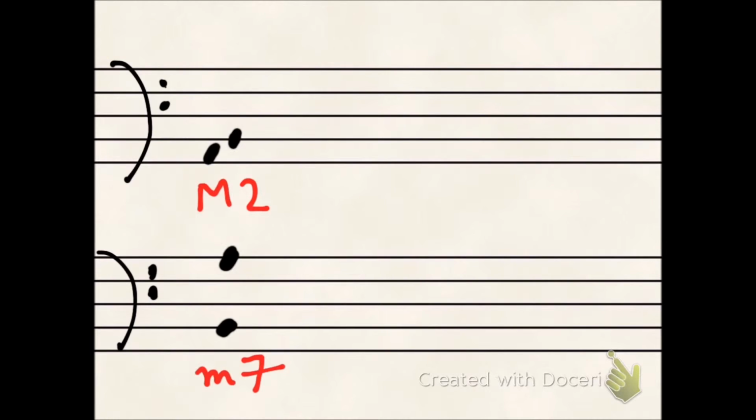Now let's take a look at this example right here. As we can see, from A to B, it is a major second, but as we invert it from B to A is a minor seventh, and in this example, a minor third is inverted to a major sixth.